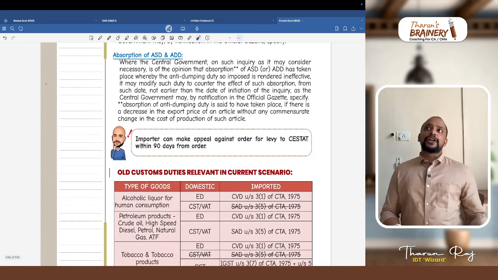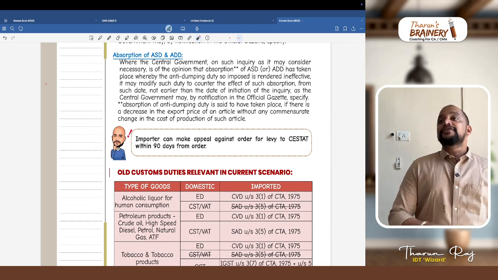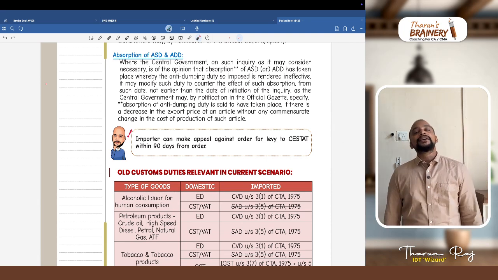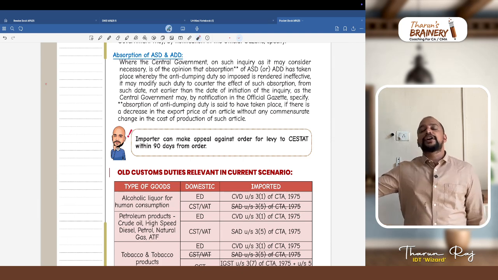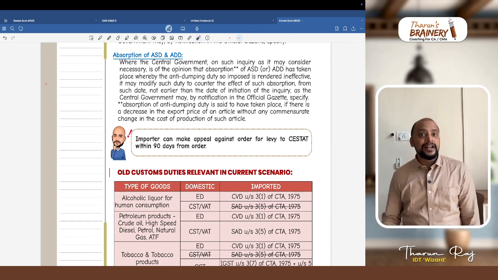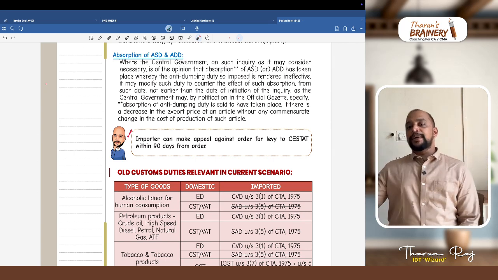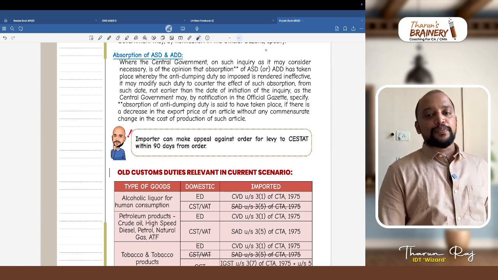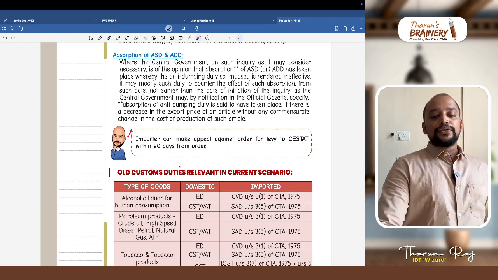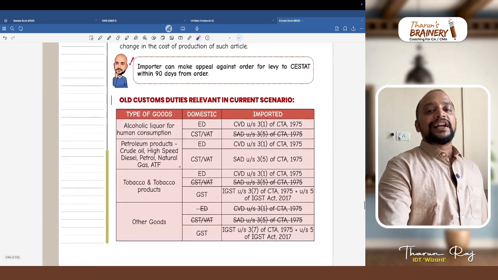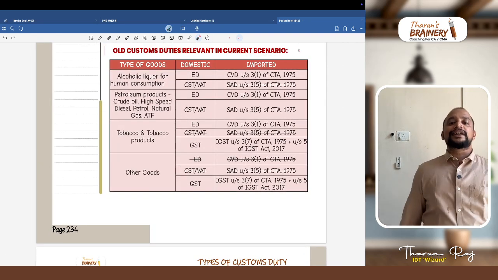Absorption of anti-dumping duty means whenever the exporter reduces his export price without any change in the manufacture, in that case he is trying to absorb the effect of anti-dumping duty or anti-subsidy duty which is levied in India. So in order to counter that effect, the government can enhance the anti-dumping duty and anti-subsidy duty. And the importer can make an appeal against the order for levy to CESTAT, that is the tribunal, within 90 days from the order.